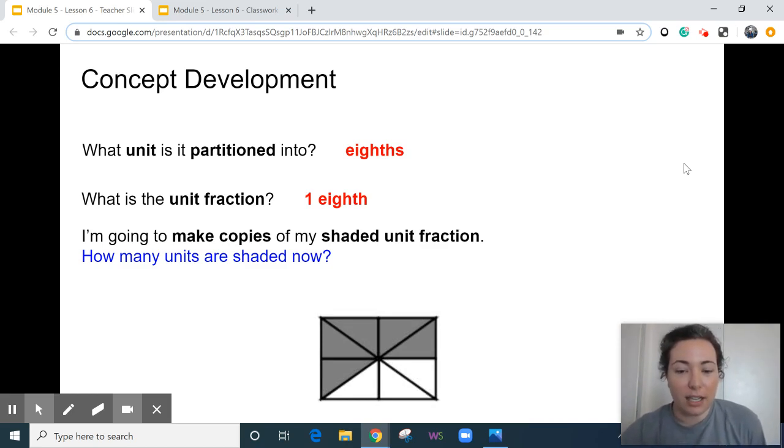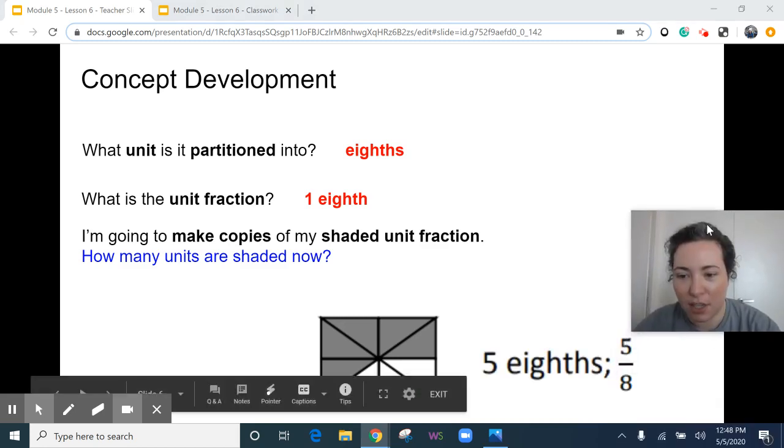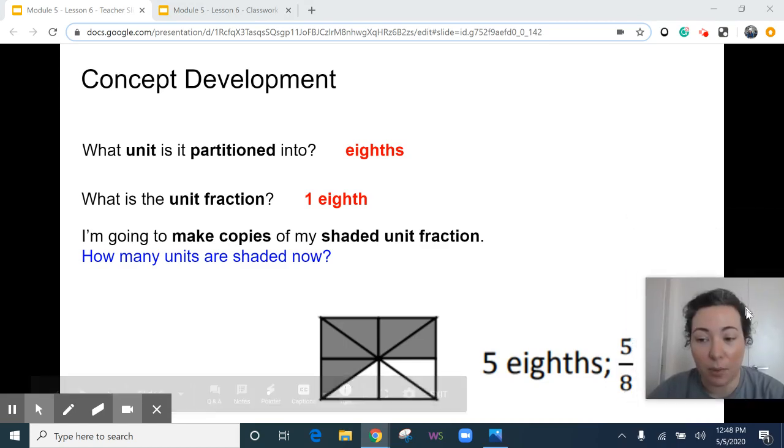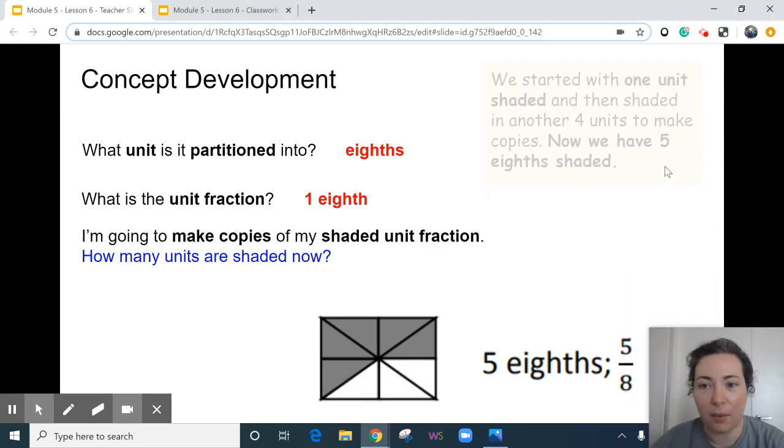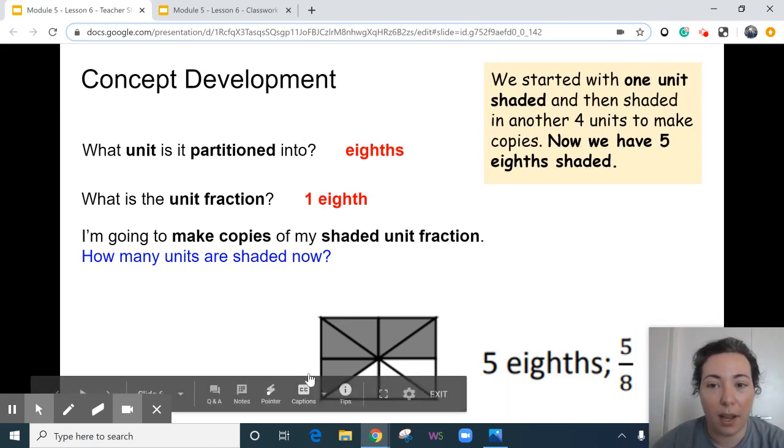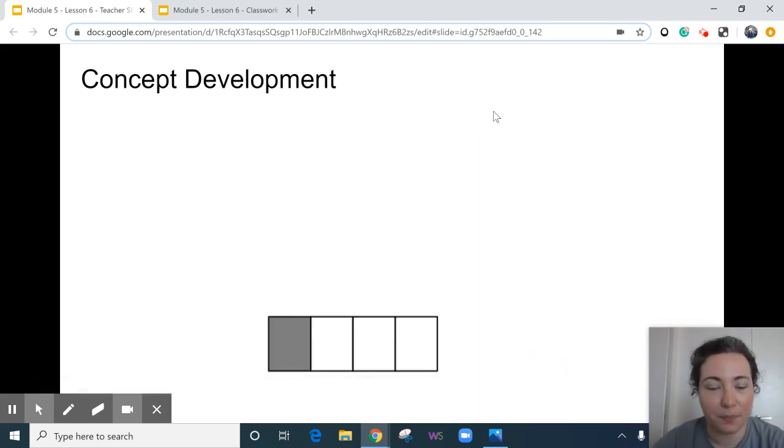So can you figure out what the fraction would be now? How many units are shaded now? Now there are 5/8, which looks like that. 5 are shaded out of 8 total equal pieces. Now, we started with just the 1 unit shaded and then shaded another 4. So again, that 1 plus the 4 gives us 5/8 that are shaded.